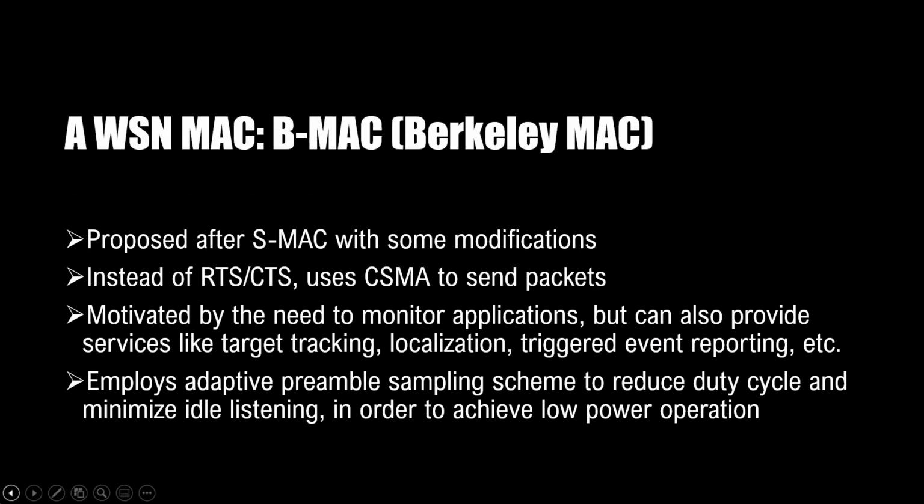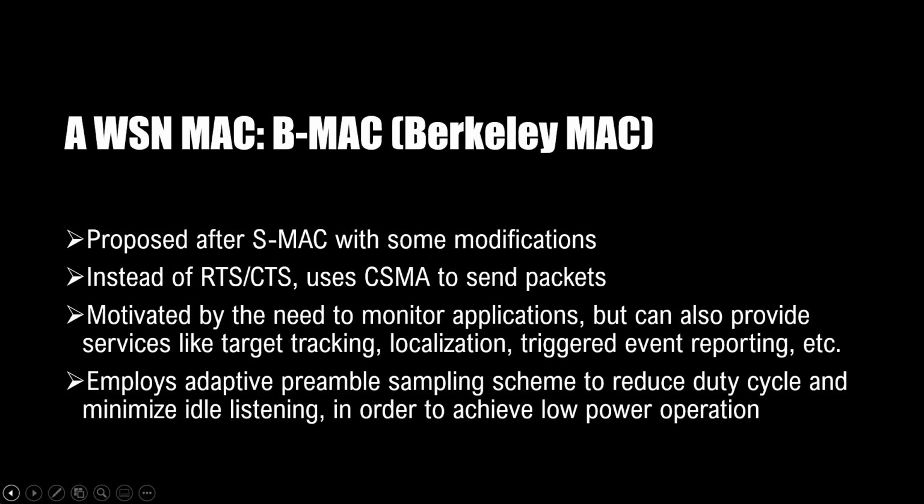Let's move on. The first protocol that we're going to learn is BMAC, or Berkeley MAC. It was proposed after SMAC, or sensor MAC, which we learned previously, and it included a few more modifications compared to SMAC. SMAC used RTS and CTS, or a handshaking protocol, to start its communication, as you already know from the previous lecture. Instead of RTS CTS, BMAC uses CSMA, or carrier sense multiple access. We're going to see it in detail. For now, let's move on.